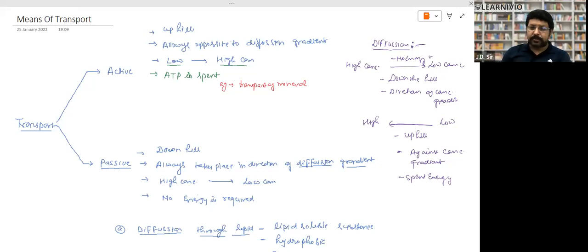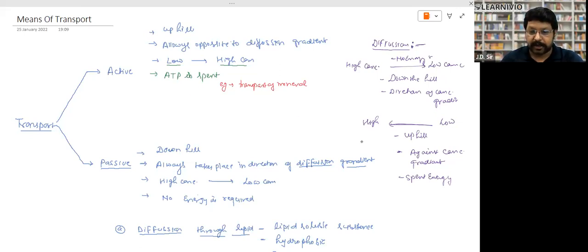Now, suppose this process has to go in the opposite direction. Naturally, without energy, transport takes place from higher concentration to lower concentration. But in certain cases, we want transport of a substance in the opposite direction, from low concentration to higher concentration. Here energy is required, right? And this is called uphill transport. And now the transport will be against the concentration gradient.